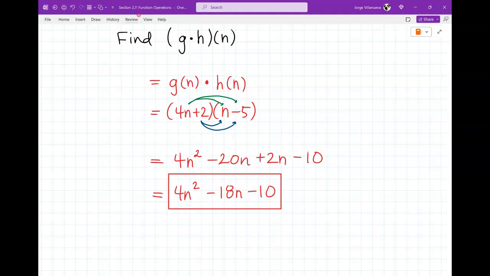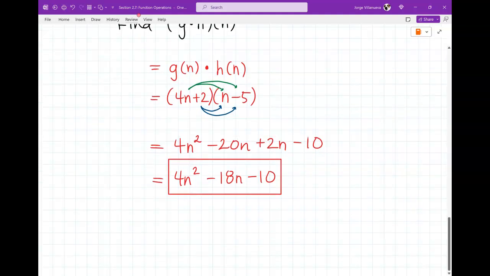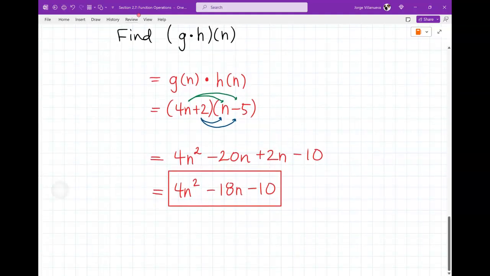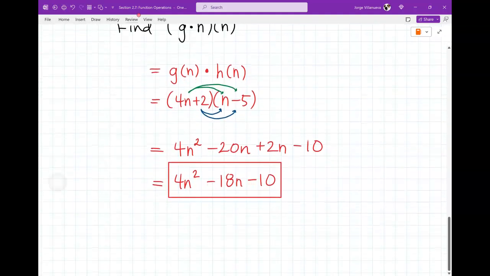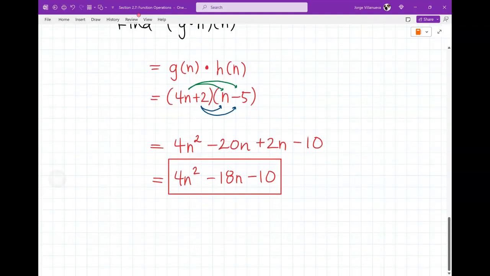Now let me show you what it looks like when they ask you to plug in a number, because sometimes that freaks some people out. They're like, wait a minute, what is that? Right? So let me show you what it looks like once we plug in some numbers into the problems. But it's actually pretty easy. It's not hard to do.